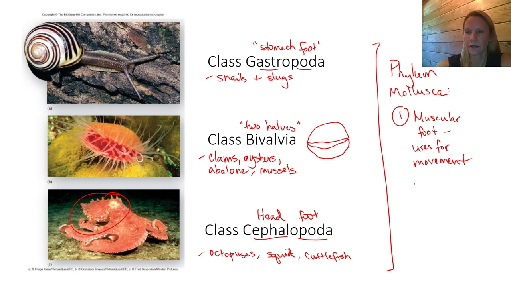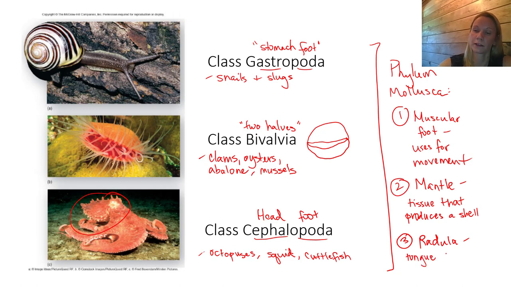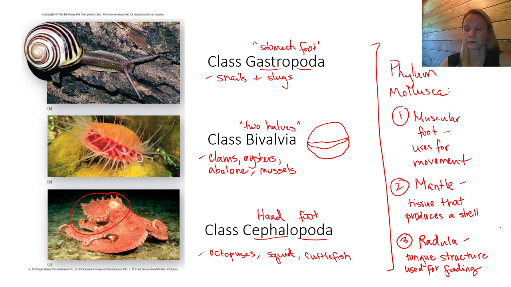Okay, let me tell you what else is a shared trait of the mollusks. So besides the muscular foot, they have another structure called the mantle. This is the tissue that they have that produces shells. And the third shared trait is something called a radula. The radula is a tongue structure used for feeding. So these would be the shared traits of the mollusks. A muscular foot, the mantle tissue, which may or may not produce the shell, but you have to at least have that tissue, and then the radula.